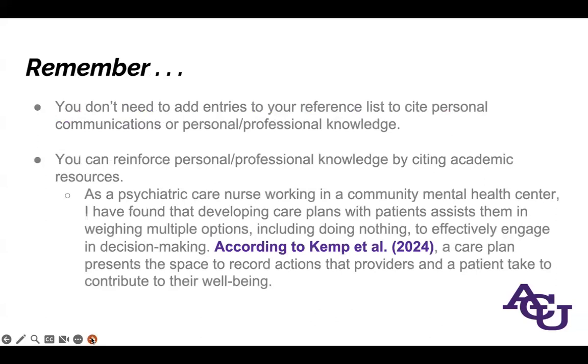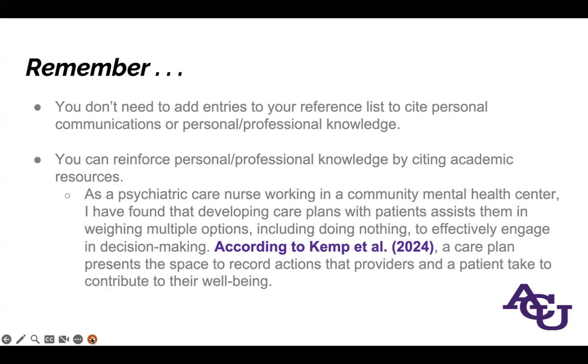First, remember that you won't need to include reference list entries for either of these scenarios. Also, you can raise your credibility when citing personal or professional knowledge by supporting it with research, as seen in this example. As a psychiatric care nurse working in a community mental health center, I have found that developing care plans with patients assists them in weighing multiple options, including doing nothing, to effectively engage in decision making. So now here is the support for the personal and professional knowledge.